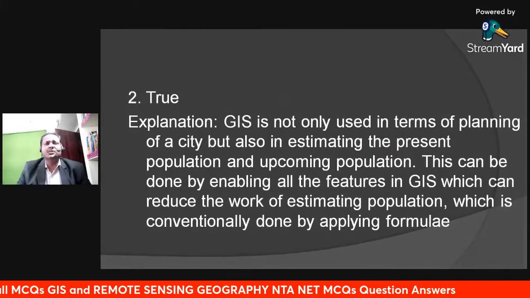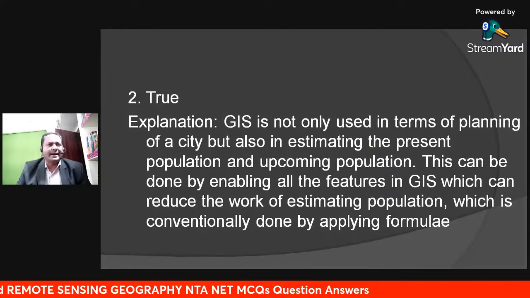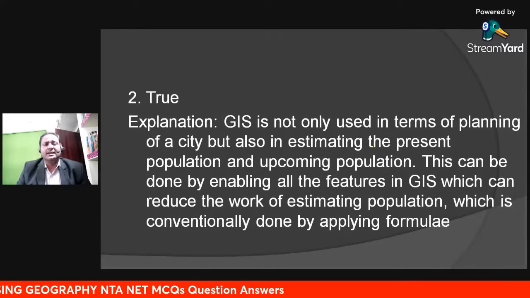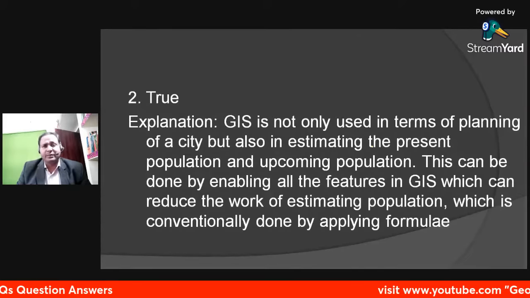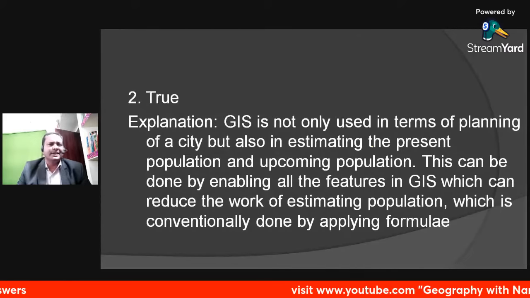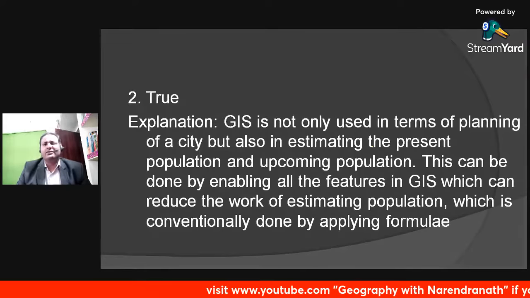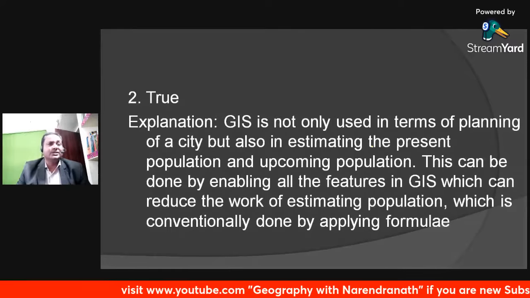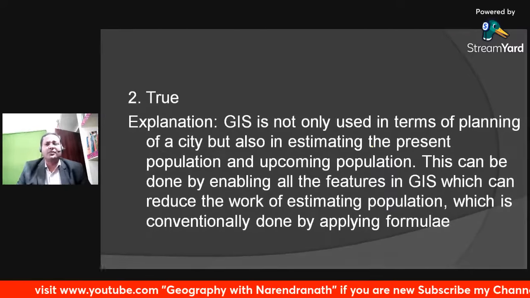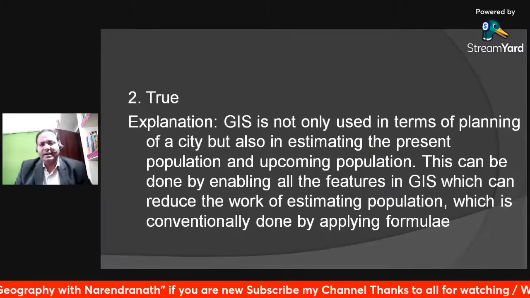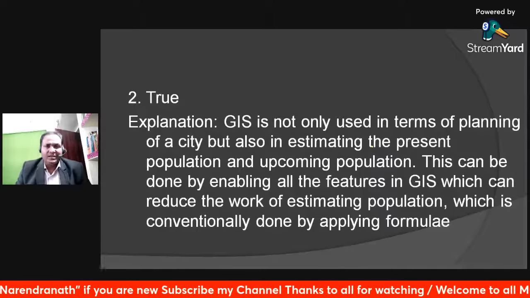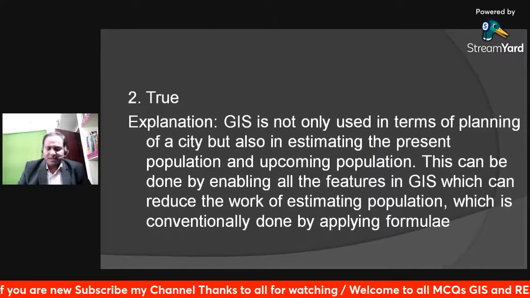GIS is not only used in terms of planning of a city, but also for estimating the present population and upcoming population. This can be done by enabling all the features in the GIS, which can reduce the work of estimating population, which is conventionally done by applying a formula. So definitely true is the correct answer.